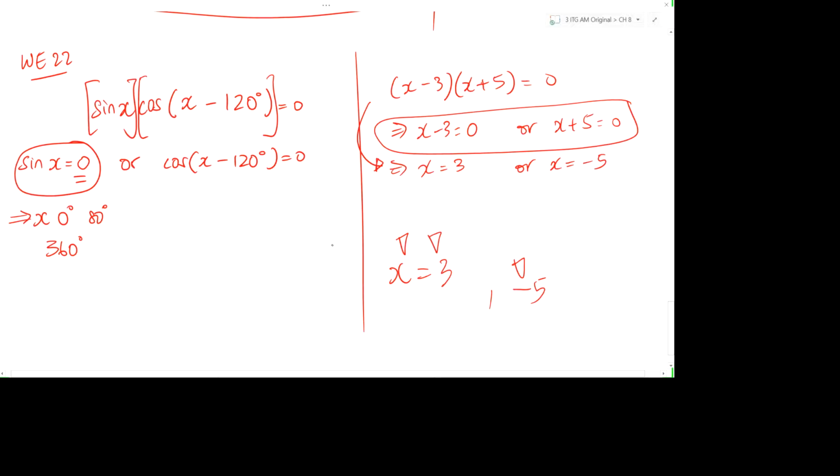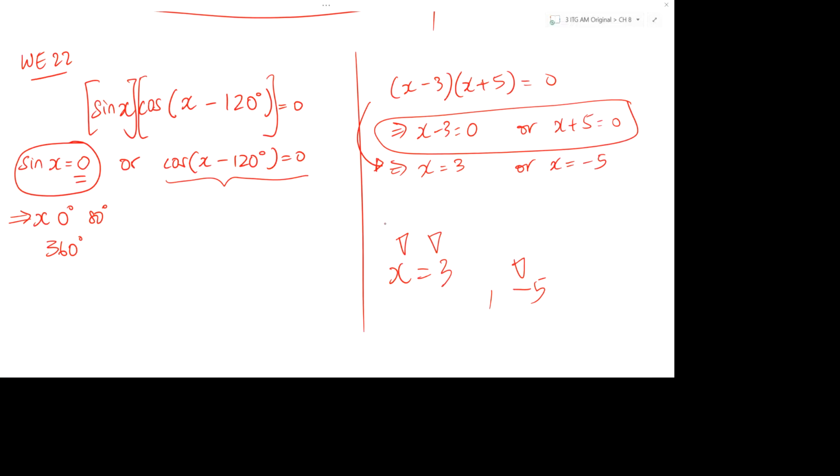This one over here, cosine x minus 120 equals to 0. So cosine x minus 120 equals 0. Which quadrant? Can do or cannot do? Cosine x minus 120 equals to 0. Are you able to tell me which quadrant it is? Again, cannot. So must draw graph.